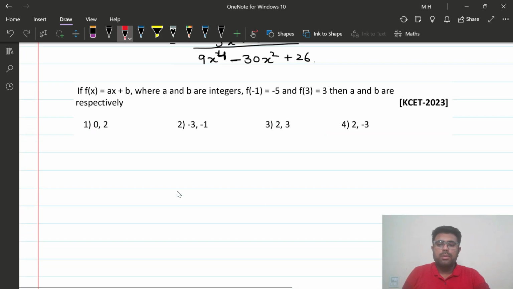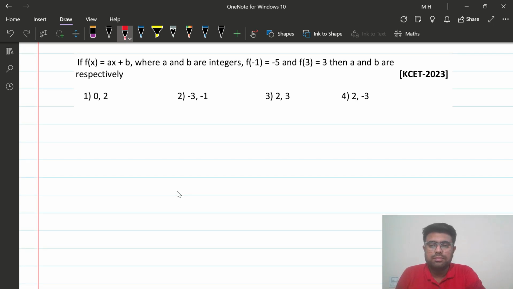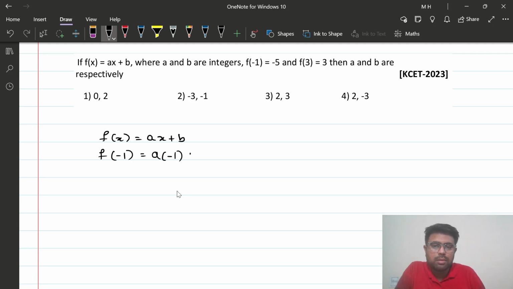Okay, coming to the next question, I think this is the last question that we have for this lecture. It says if f of x is equal to ax plus b, and f of minus 1 equal to minus 5 and f of 3 equal to 3, then a and b are respectively. Okay, so we'll first take up f of x equal to what? Ax plus b, right? Now it is given that f of minus 1 is equal to minus 5. So if I put x equal to minus 1 here, I am going to get a into minus 1 plus b. What is f of minus 1? It is minus 5 equal to minus a plus b, right?